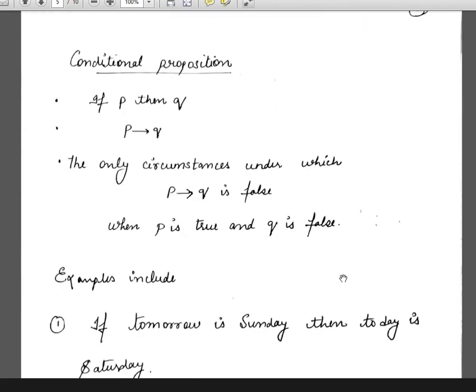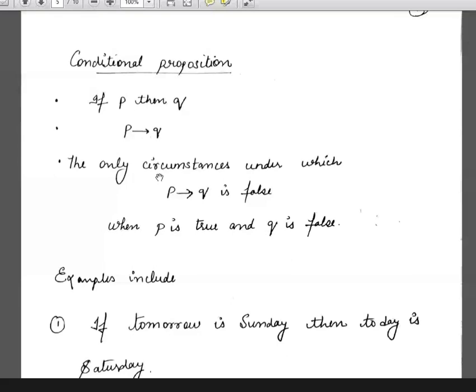For conditional proposition, I already told you what a conditional is. Here is a basic view of it. What is the proper meaning? If P then Q means first P will happen, then Q. So what is the symbol? P conditional Q with a single arrow.